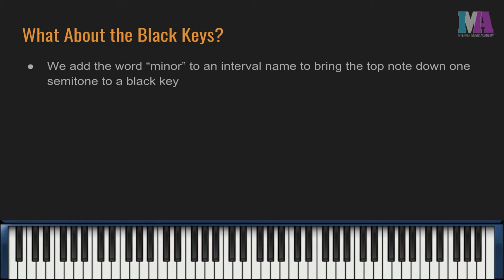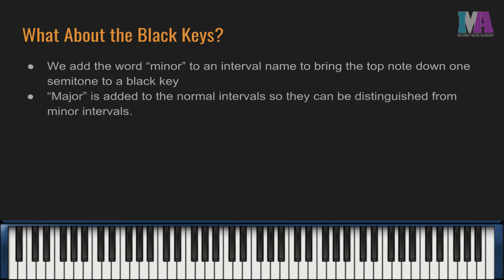Now, because we need to distinguish a minor interval from a normal interval, we need to add the word major to our original intervals that have corresponding minors. So in our C major scale, C to D would actually be a major second, and C to E is a major third, not just a third, and so on.